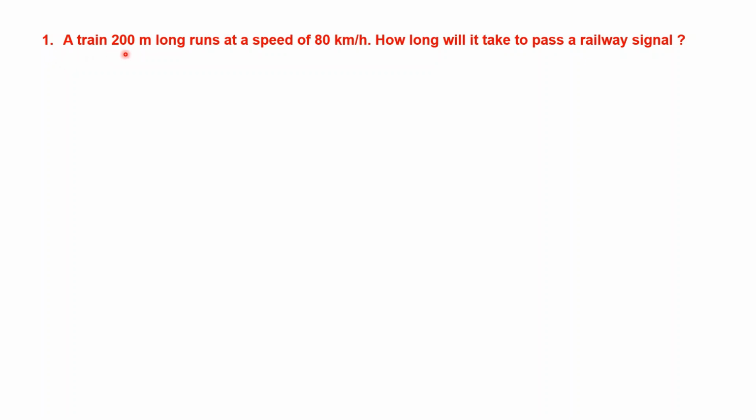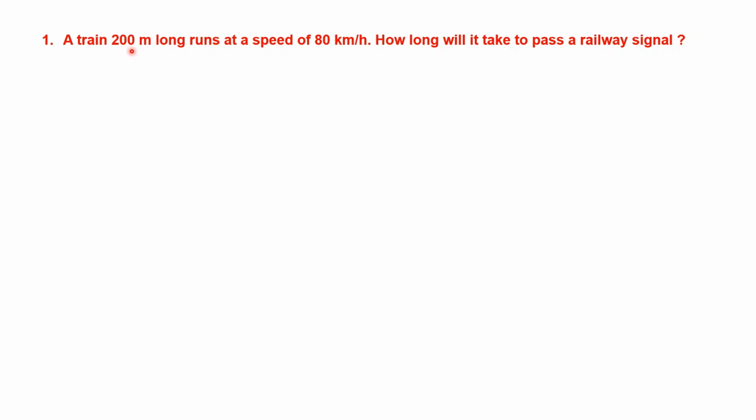A train 200 meters long runs at a speed of 80 kilometers per hour. How long will it take to pass a railway signal? Now you need to understand the question properly. So a train 200 meters long. Remember, the length of the train will be equal to the distance when it is passing a stationary object like a railway signal. It's a stationary object, isn't it? So when it passes something like this, then the distance will be the length of the train.